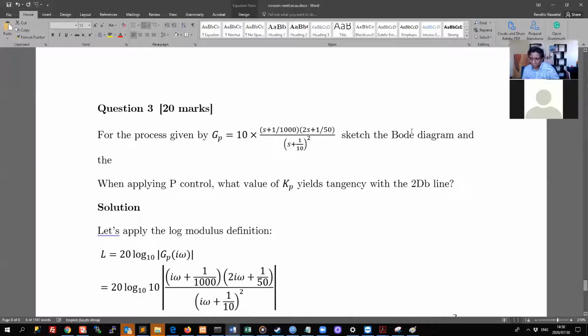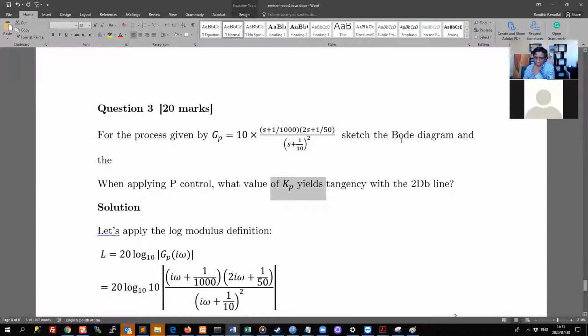Okay, thanks, Karen. Okay, so let's look at this example. Thanks, Kieran. We've got here this transfer function, 10 times (s plus 1/1000) times 2(s plus 1/50), all over (s plus 1/10) squared. We are asked to sketch the Bode diagram, and if we apply P control, what value of that proportional controller gives us the 2 decibel line.